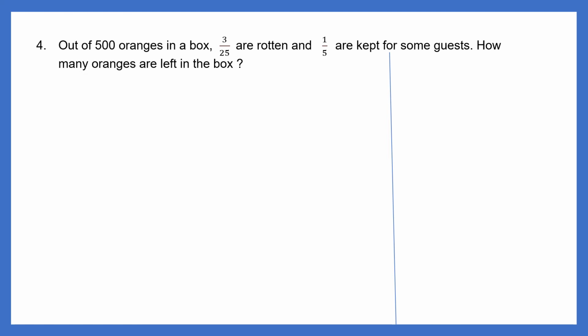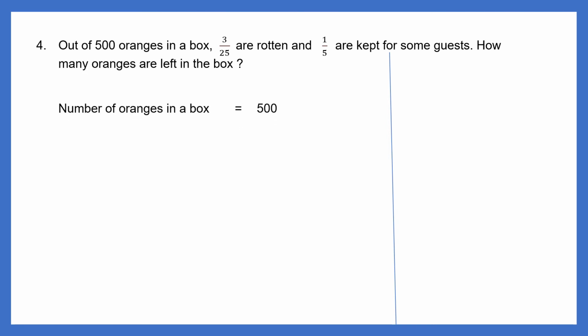Okay, imagine this. There is a box. There are 500 oranges in it. But there are some oranges that are rotten, and some good ones have been kept for some guests. Now, if you keep all this away, how many oranges are now left in the box? So let's find out now.